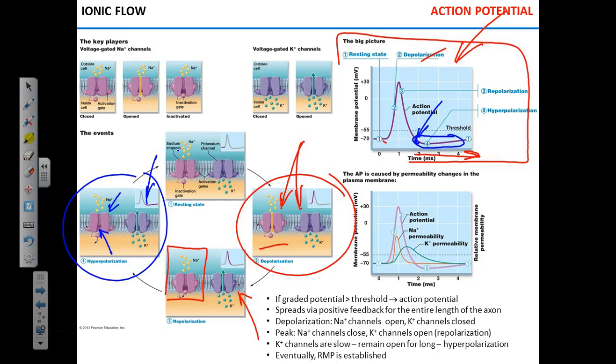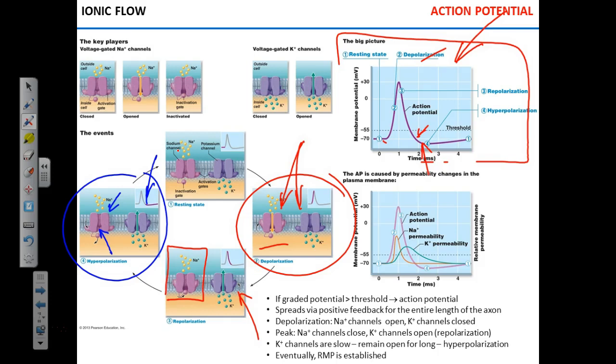They become closed when the cell gets all the way, so they are supposed to be closed at this level. But since they are slow, they do not close yet. They kind of wait a little bit. Does that make sense? So potassium keeps leaving until the potassium channels finally close at the hyperpolarized state. So it just lags a little bit. Okay?